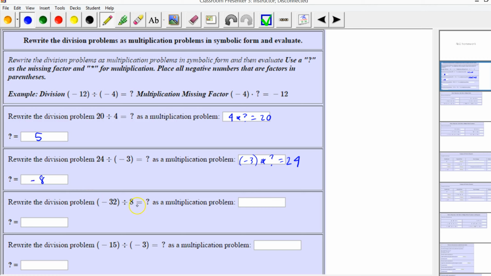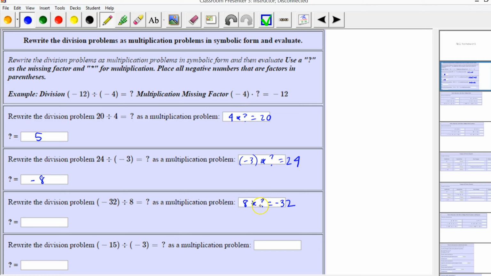Negative 32 divided by 8. So we have 8 times what number equals negative 32. And notice negative 32 is negative. Don't put that in parentheses because it's alone on one side of the equal sign. So notice up here the negative 4 is in parentheses, but the negative 12 is not. So again, we usually put negatives in parentheses so we don't confuse operations or to imply an operation, but when it's by itself we can omit the parentheses.